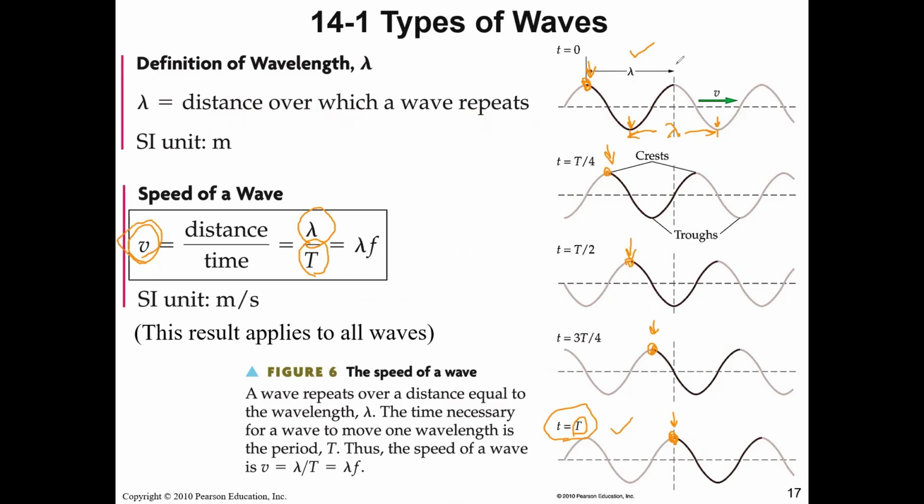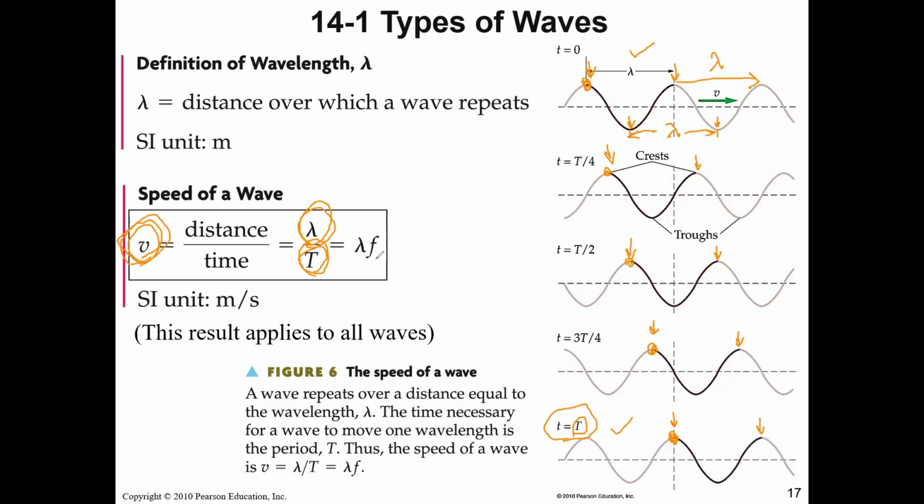You can also look at this peak. This peak is also propagating towards the right over time. If you give it a time of period T, it will move a distance of lambda, because the wave repeats itself after a period. So it travels the distance of a wavelength and takes a time of one period. So wavelength divided by period is speed.